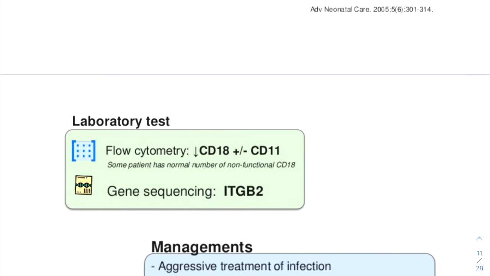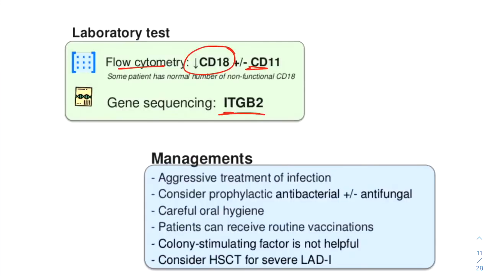Flow cytometric analysis is the definitive diagnosis for the leukocyte adhesion defect type 1. It demonstrates the absence of a functional CD18 molecule along with a possible decrease in the associated alpha subunit molecules, that is CD11, on the surface of leukocytes. To define the exact molecular defect in the beta-2 subunit, the testing for ITGB2 gene is done. So the gold standard for diagnosis is flow cytometry showing a defect in CD18 molecules. That is, the functional CD18 molecules are either deficient or defective on the surface of leukocytes, with additional defect or decrease seen in the CD11 molecules.